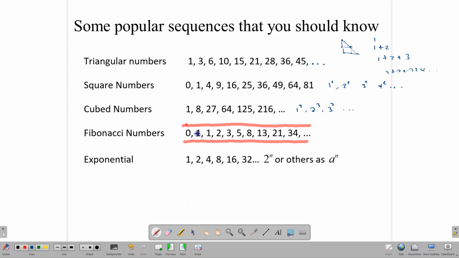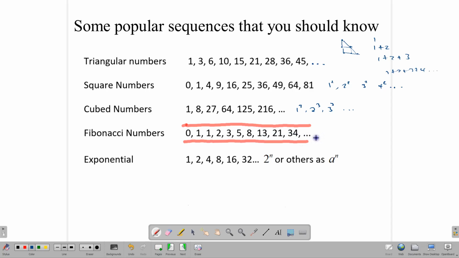So for example, 0 plus 1 gives you 1. 1 plus 1 gives you 2. 2 plus 1 gives you 3. 3 plus 2 gives you 5. 5 plus 3 gives you 8. 8 plus 5 gives you 13, and so on. 13 plus 8 gives you 21. So you can see what's going on. You add the first two to get the next one, and you keep adding to get the next one. So 21 and 13 will give you 34, and it goes on.